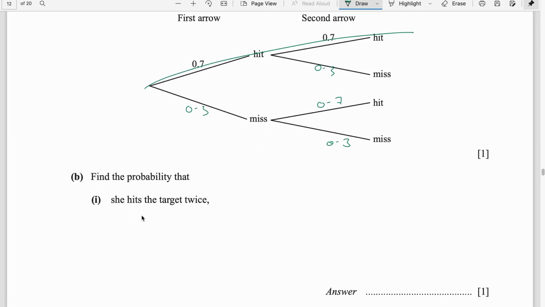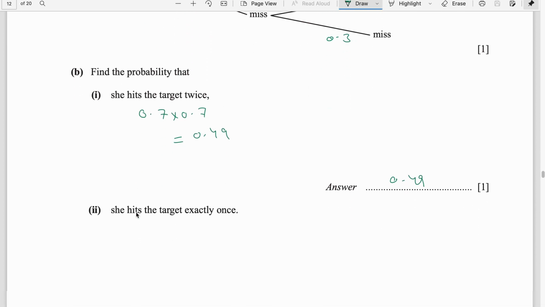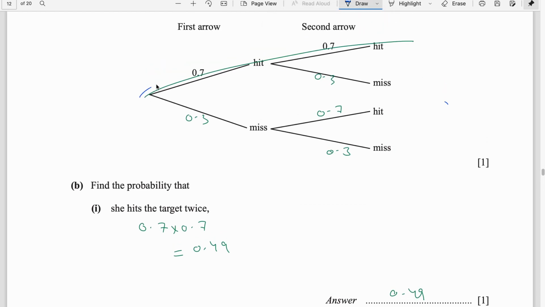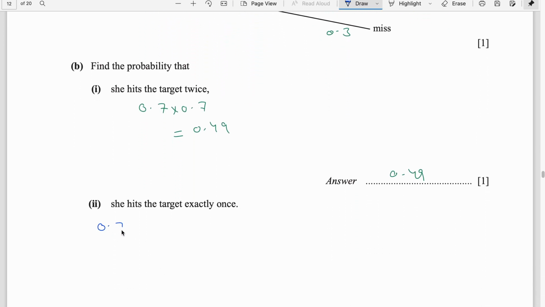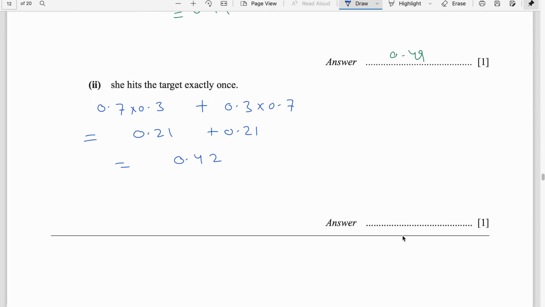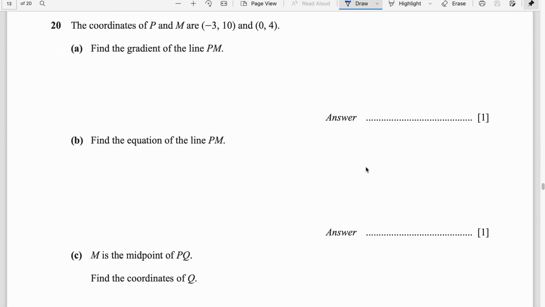So this chain is selected: 0.7 into 0.7, which is 0.49. She hits the target exactly once. So exactly once. In this second branch, it hits once. In this third branch, again, it hits once. So 0.7 into 0.3 plus 0.3 into 0.7. 0.21 plus 0.21 is 0.42.